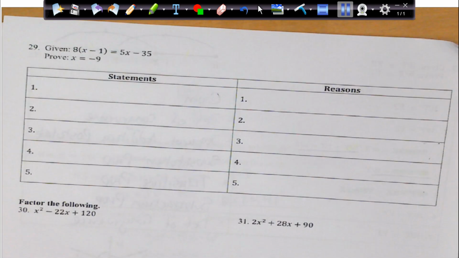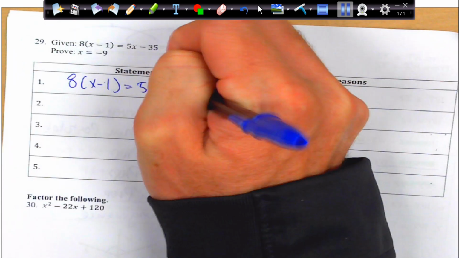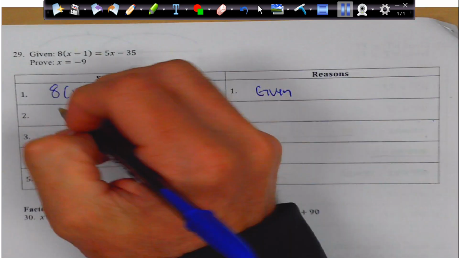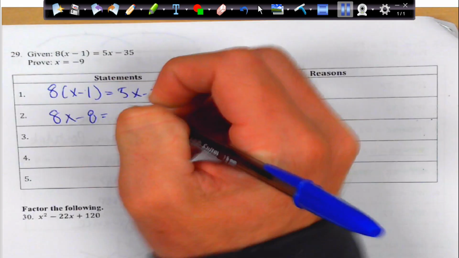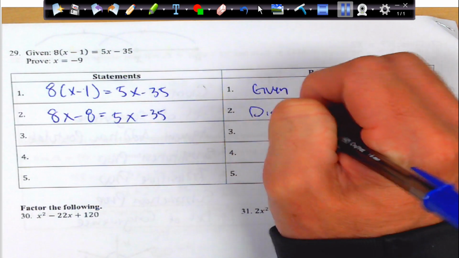Almost forgot that. Flip it, rip it, grip it. Oh, algebra. Let's do it. All right, so we get 8x minus 1 equals 5x minus 35. That's given. The first thing I'm going to do is distribute. So I get 8x minus 8 equals 5x minus 35. So that was distributive property.